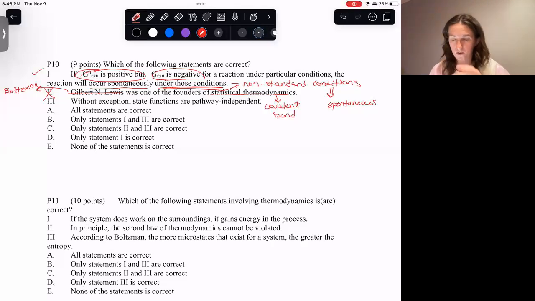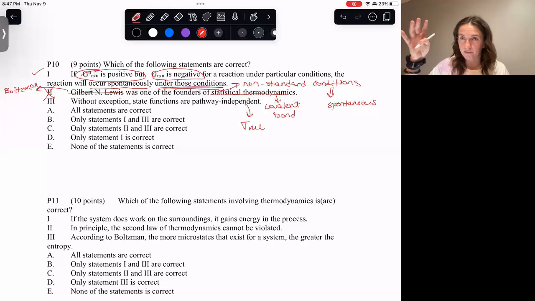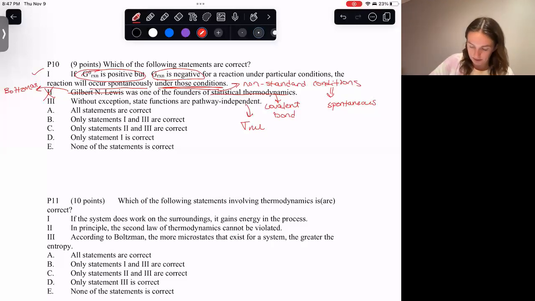Okay, and then just to finish up question 10, without exception, state functions are pathway independent. Is that going to be true or false? Yes, this is true. It doesn't matter what pathway you take. If you think about potential energy, it doesn't matter how you push something off a cliff and which way it falls off the cliff. It will have certain potential energy at the top and certain potential energy at the bottom. Those are all state functions, so this is true.